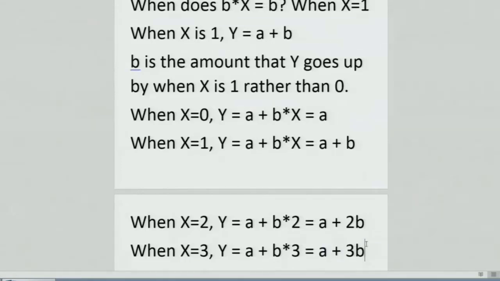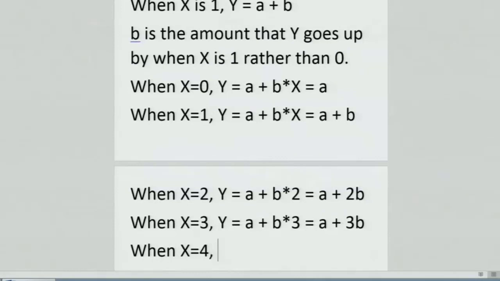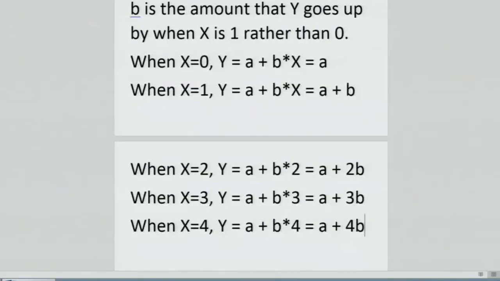What does b mean here? B is the amount by which y is going to go up when you have a 1 unit increase in x. Doesn't matter which unit increase it is. We could just do this forever. When x equals 4, y equals a plus b times 4, because that's what x is, equals a plus 4b. And on and on and on. No matter what value x is, b is always the amount by which y goes up when you increase x by 1 unit.